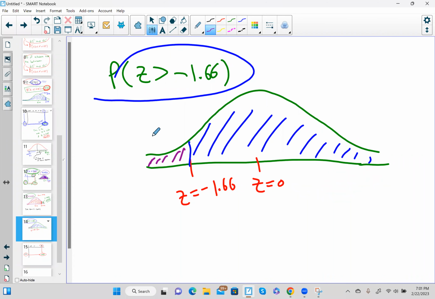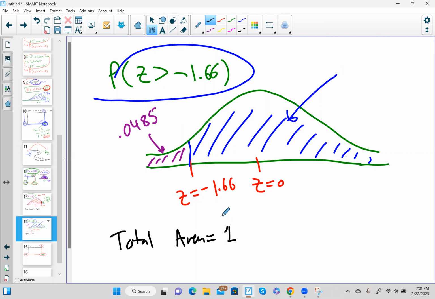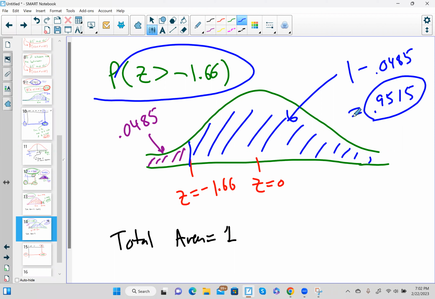So now we know that this purple area down here is 0.0485. Notice how that's not the area I really want. Okay, I really wanted this blue area up here. But keep in mind that under a normal distribution, the total area is always equal to 1. And so to get this area in this blue spot, we're going to do 1 minus 0.0485, which, what is that? 0.9515, I believe. I think I'm subtracting correctly today.